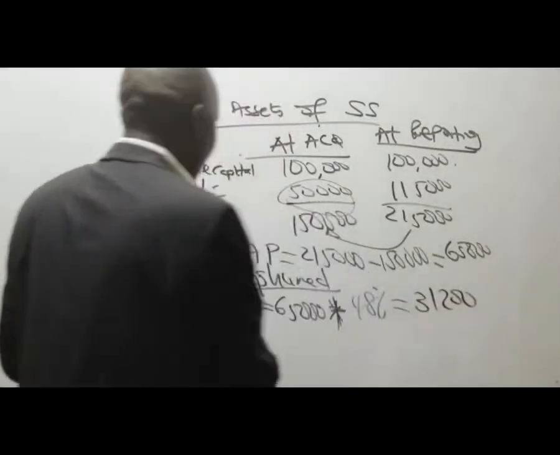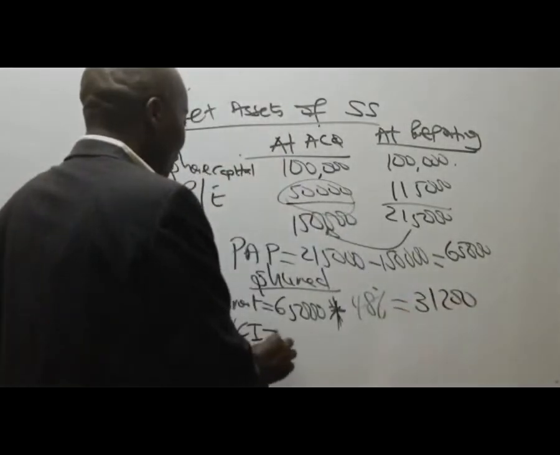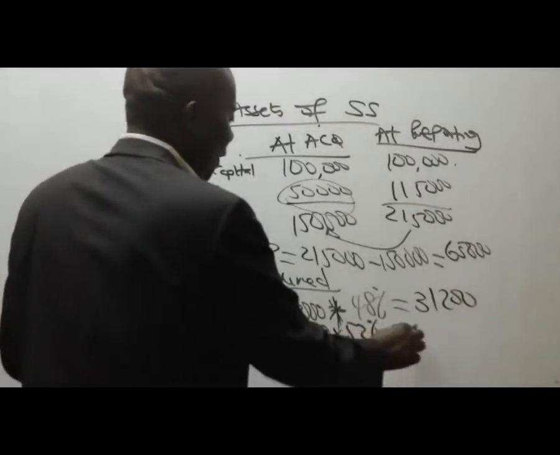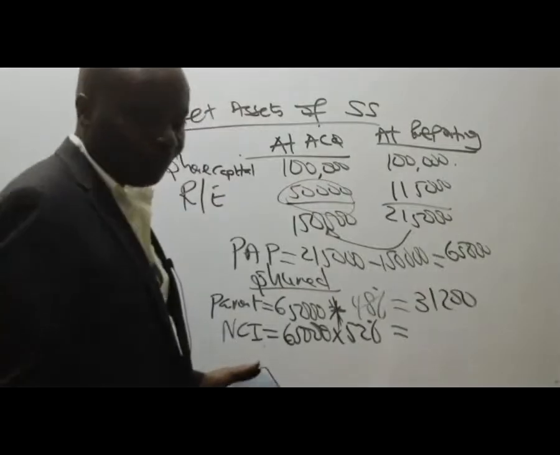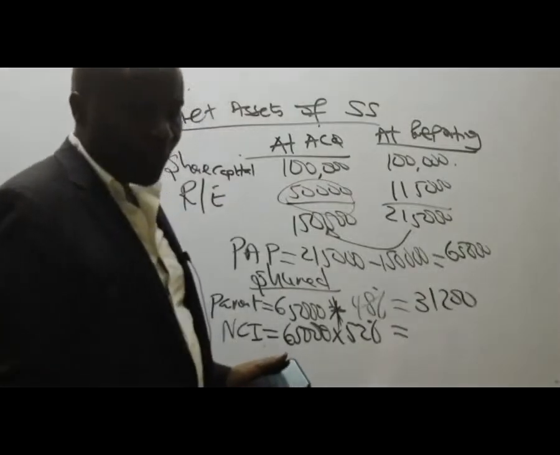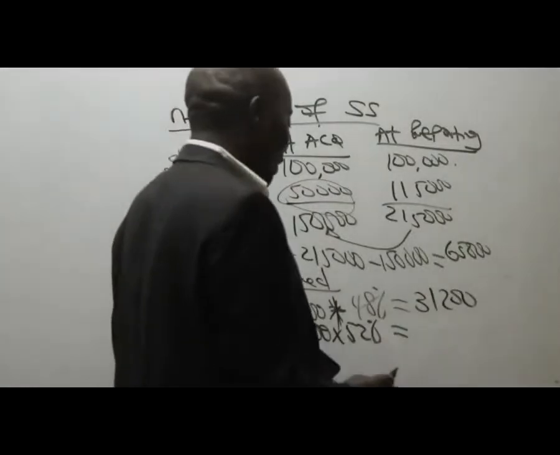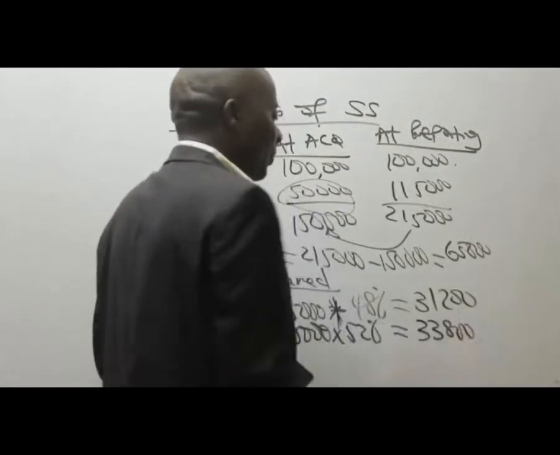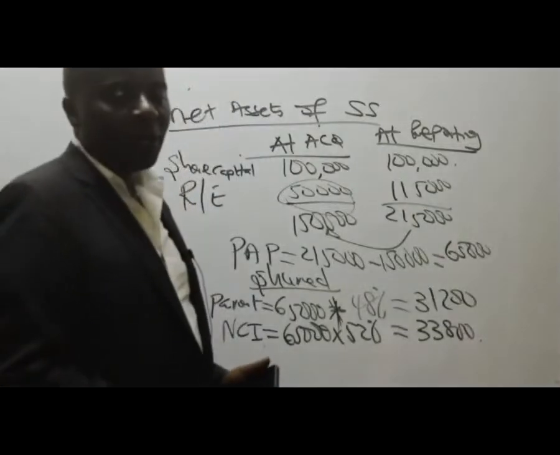31,200. And then we have NCI. NCI will be 65,000 times 52%, which will end up giving us what figure? 33,800. Yep, could be true. 33,800. Thank you very much.